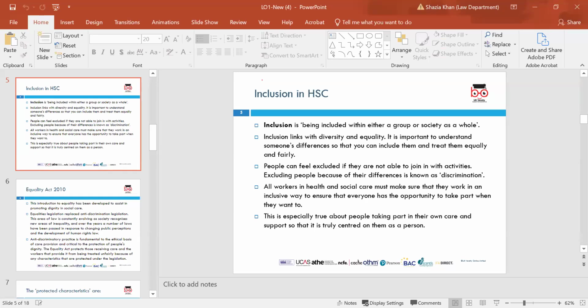Social inclusion is all about relationships, including connections between staff, service users, and it could be carers outside. So it's really important to have them included, getting them involved as well. So inclusion is really important to make sure that everyone has the equal opportunity to take part in what they want to take part in.